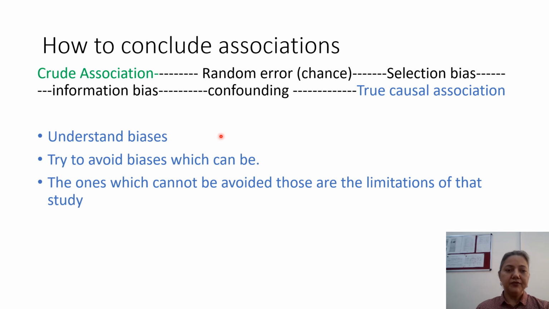So for every study, we should be able to understand what can be the possible biases in that study. We should try to avoid them as far as possible. And if some of the biases cannot be avoided, these will be considered as limitations of the study.